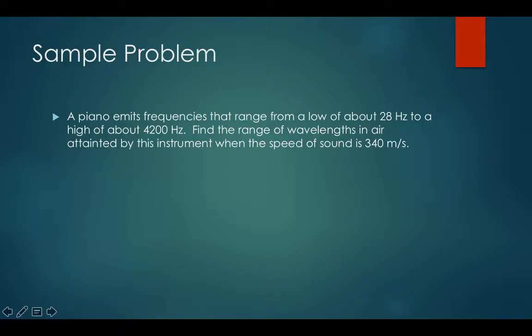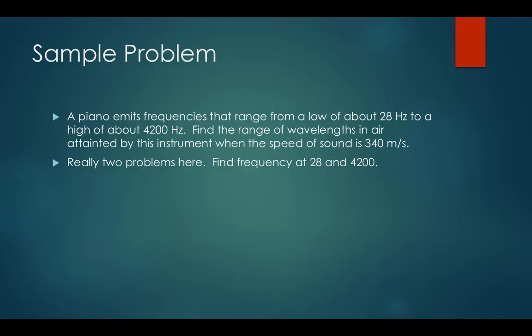So here's a sample problem. A piano emits frequencies that range from a low of about 28 Hertz to a high of about 4,200 Hertz. Find the range of wavelength in air attained by this instrument when the speed of sound is 340 meters per second. This question is actually two questions in one. So the first thing to understand is you're not just going to be solving one problem, you're going to be solving two problems. One for 28 Hertz and one for 4,200 Hertz, with the constant being the speed of sound. And the speed of sound is always the same.